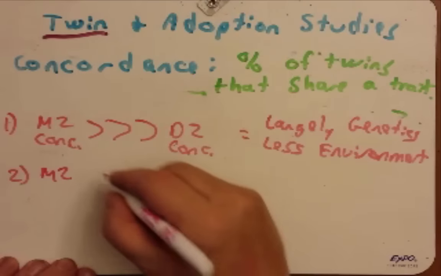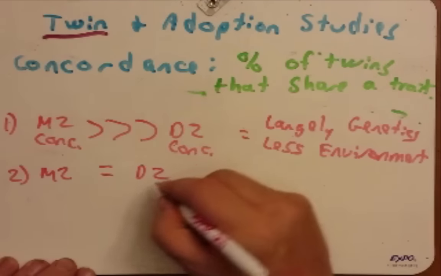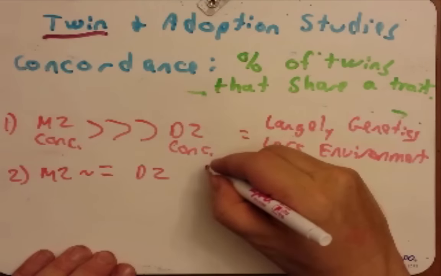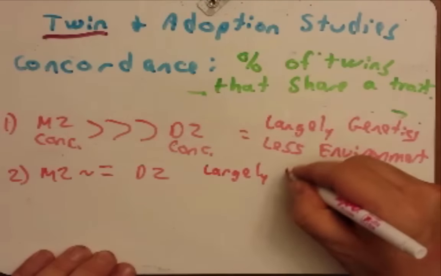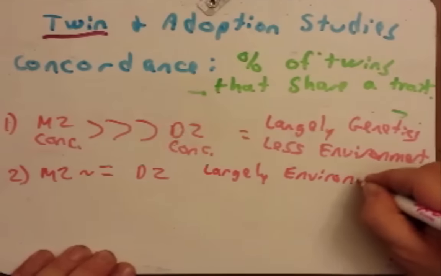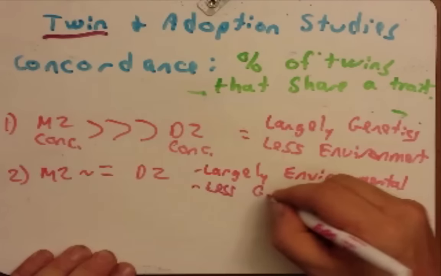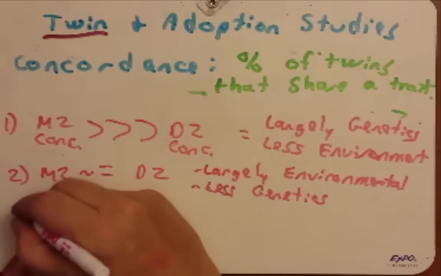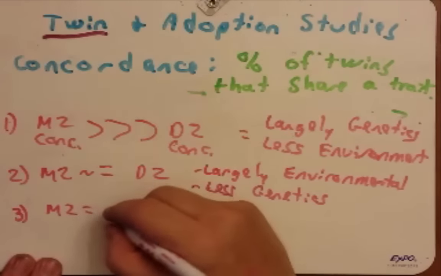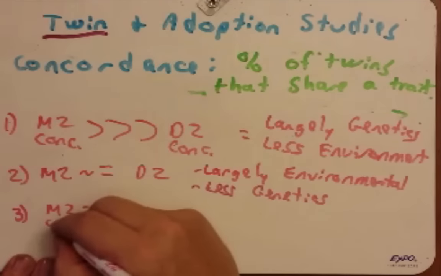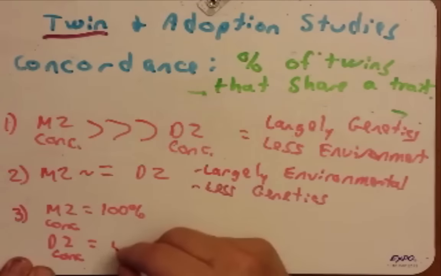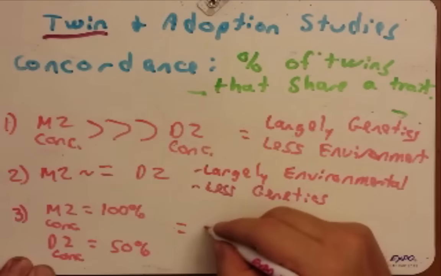If monozygotic is roughly equal to dizygotic, okay? They don't have to be the exact same, but if they're about the same, then we're going to say it's largely environmental, less genetics. Again, I'm not saying no genetics, I'm just saying less genetics. And if monozygotic concordance is equal to 100%, and dizygotic concordance is equal to 50%, then we say it's completely genetic.